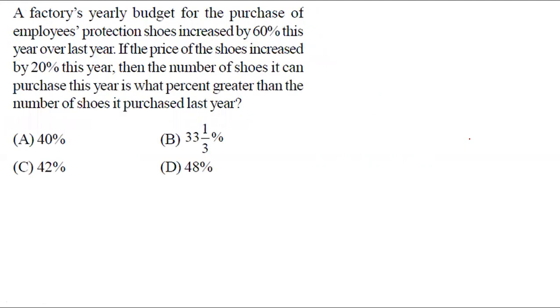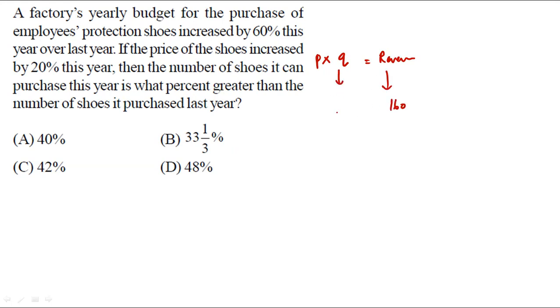The factory yearly budget for the purchase of the employees' production shoes increased by 60% this year over the last year. Okay, the price of the shoes increased by 20% this year, right? Then the number of shoes it can purchase this year is what percent greater than the number of shoes it purchased last year? Okay, see, quantity is nothing but number of shoes. Price times quantity is equal to the total budget or total revenue. Revenue increased by 60%, which means 160.